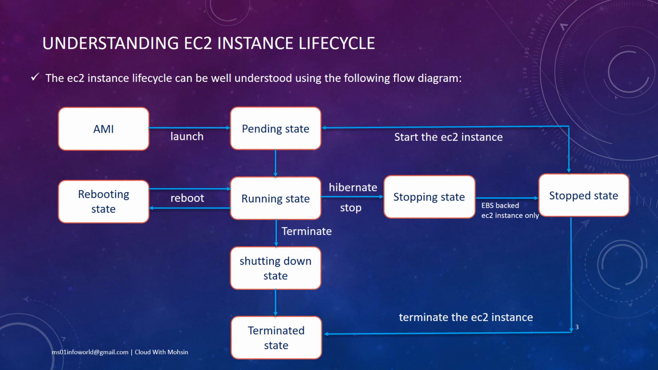Once we perform the stop, it will go to the stopping state and then to the stopped state, as you can see here. Under this phase, from a compute perspective, there won't be any charges applicable. However, if our EC2 instance has multiple EBS volumes containing valid data, then there will be charges with respect to the storage associated with that. So you need to make a note of this.